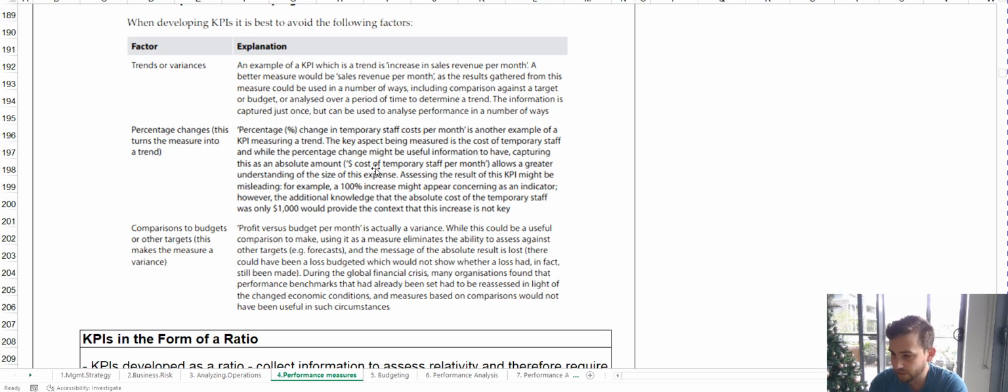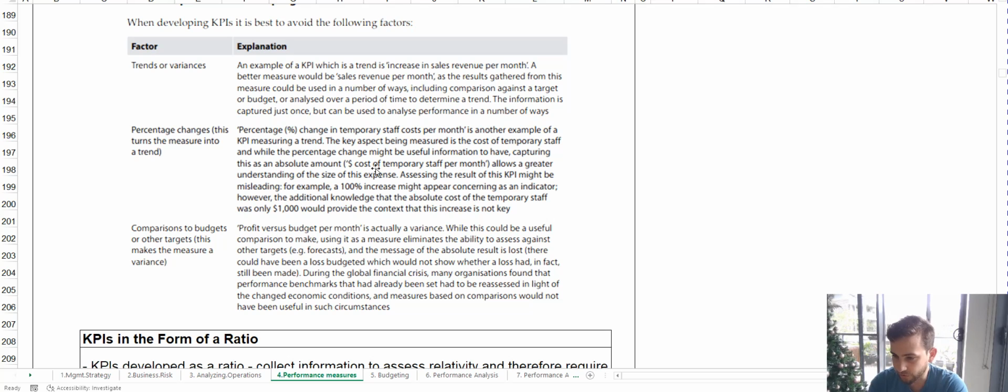The CSG is saying it's much better to use an absolute or a single data point where possible. For example, dollar cost of temporary staff per month, because once you have that, you can compare it against anything you want. You can compare it against last year, budget, target, whatever you want. So I guess the common theme with all these points is it's better not to lock yourself into two different data points, but to lock yourself into a single data point, and then you can make trends out of it or compare it to whatever you want.